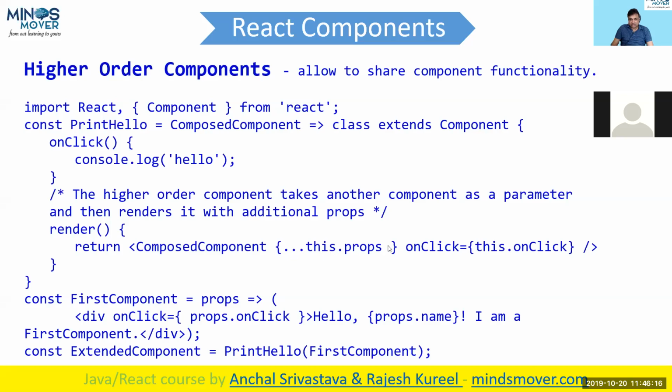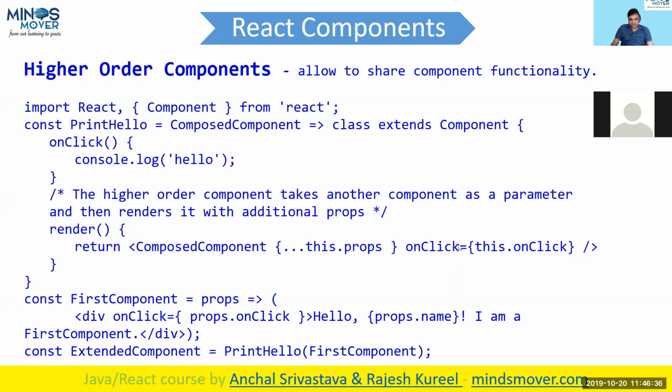So this is this.props. Whatever parameters print hello gets will come here, and then onClick, right? So this onClick method of print hello will be called whenever someone clicks on this component. So this is how we use it. This is one of the higher order components.